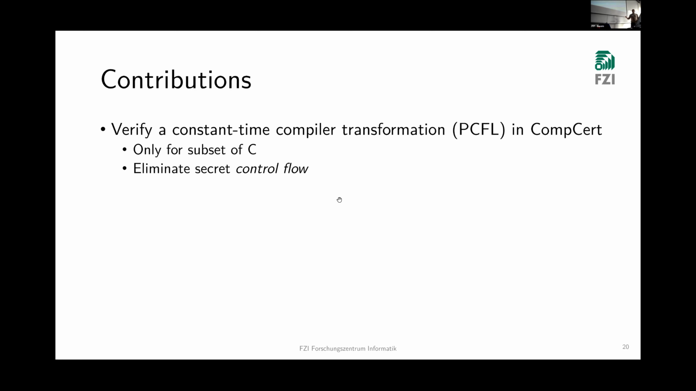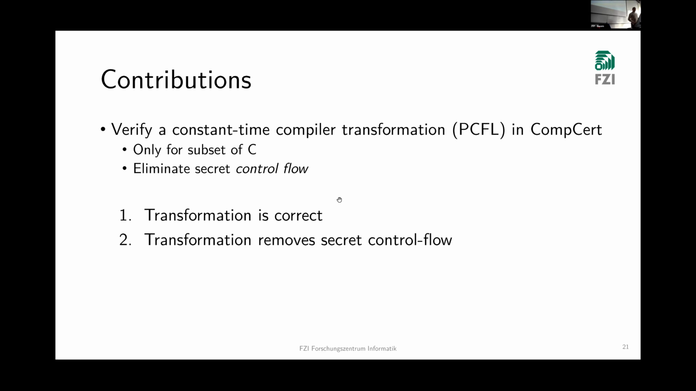And also we eliminate secret control flow. There are other kinds of timing dependencies like cache effects, but we're only looking at secret control flow. And actually, we do two things here. First, we show that our transformation is correct, like we've just seen, that the semantic preservation is given. And then we also show that the transformation actually does what it is supposed to do, so it removes all secret control flow. We will show these two things in a second.